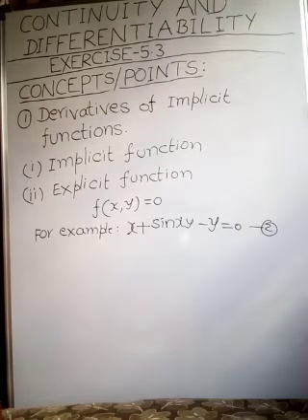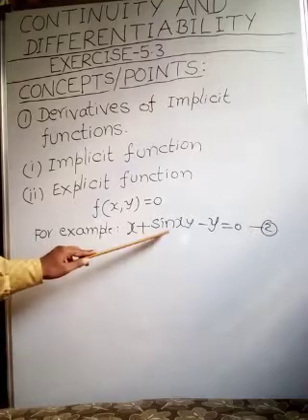It means when the relationship between x and y is expressed in a way that it is easy to solve for y, and we can write y is equal to f of x. In the first equation we wrote y is equal to f of x. Then we say that y is given as an explicit function.